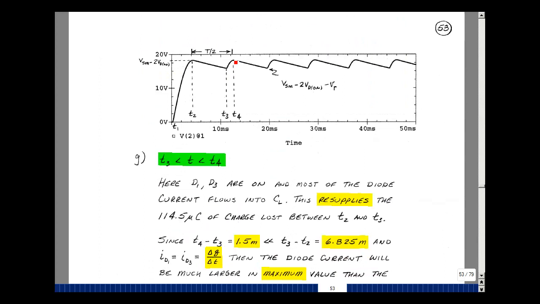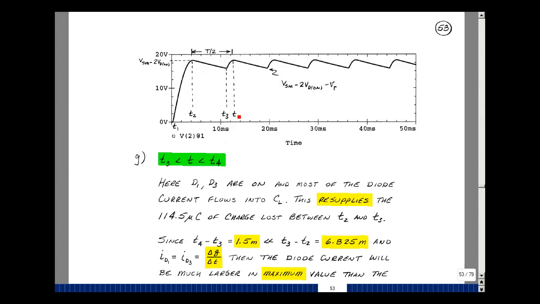Between T3 and T4 now, we have our diodes conducting, in this case, diodes 1 and 3. And most of the current that flows in these diodes goes into the capacitor C sub L, if you look at our initial simulation. And what's happening is the capacitor is resupplying that charge that was lost. Here we charged up the capacitor, here we discharged the capacitor, and now we're going to replace that charge, discharge it, replace it, and so on.